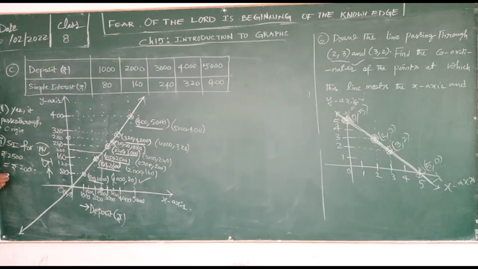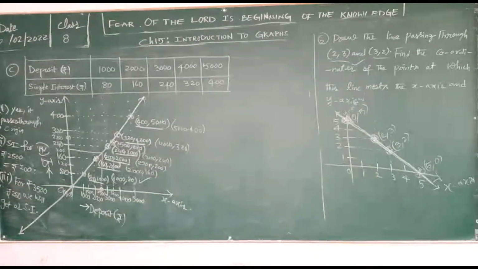So at last you write: for rupees 3,500, rupees 280 we will get as simple interest, SI. Okay, are you right? To get SI as 280, the deposit should be rupees 3,500. So that is your final answer for that part C.